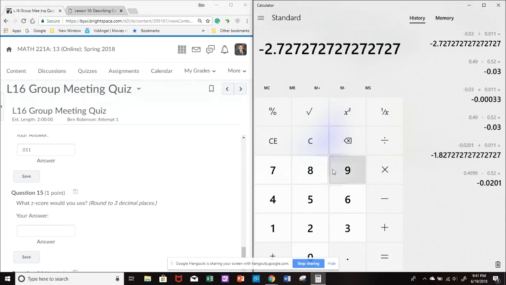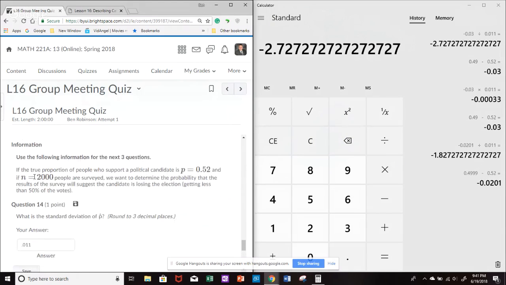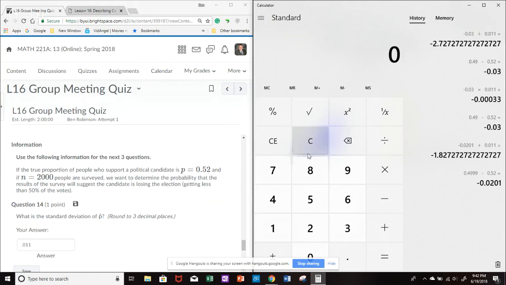What is wrong? It would have to be bigger than that. So if the true population of people who support a political candidate is 0.52 and N is 2,000 people are surveyed, we want to determine the probability that the results of the survey will suggest the candidate is losing the election, getting less than 50% of the votes. Less than 50%. That's got to either be 49 or 49.99, right? Am I missing something? No, you're right. I don't think so. I think you're right.